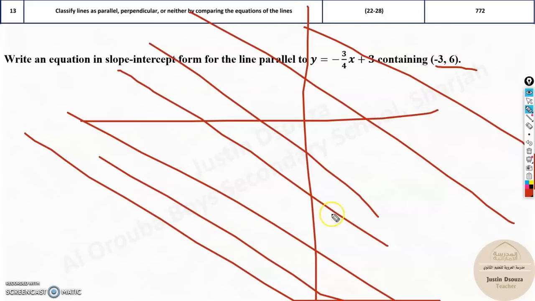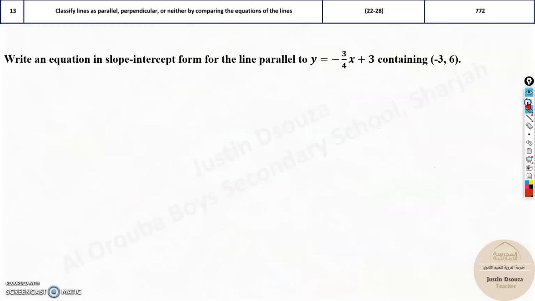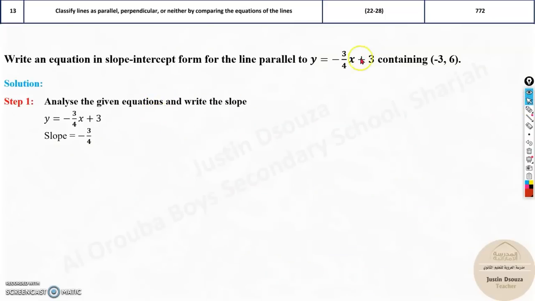If this is x and y, negative 3 comma 6. So there will be only one particular line which passes through this point. So we need to find the exact line. So how do we do it? Just like what we have done a while ago. First, write the slope. The slope is the same for parallel lines. There is no change. The slope is negative 3 by 4.